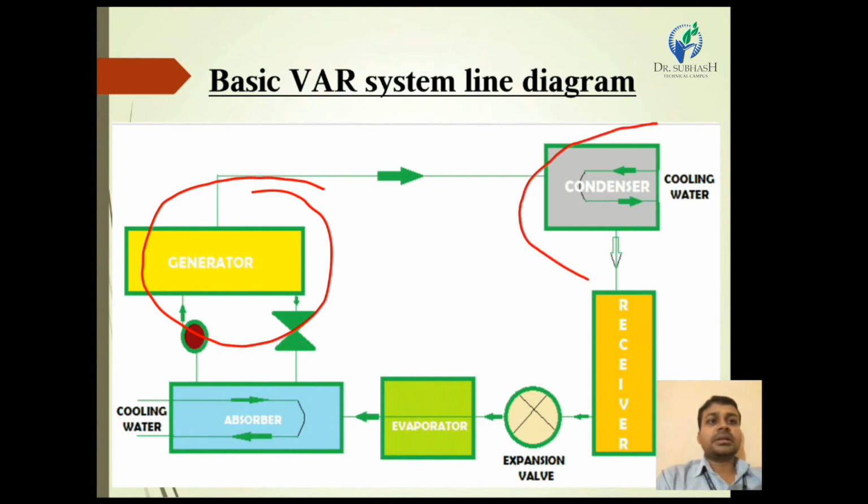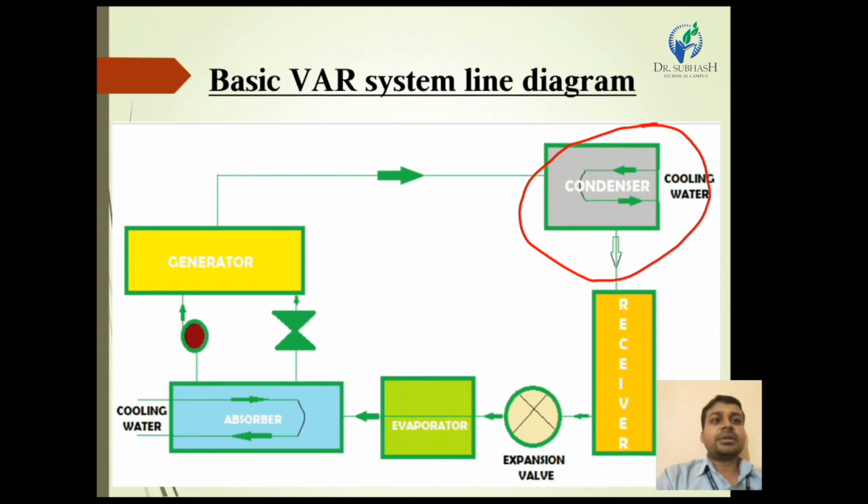This is the condenser. The main function of the condenser is to remove heat from the ammonia gas and convert it from gas form to liquid form. Then another component is the rectifier.